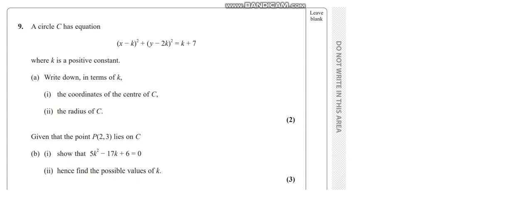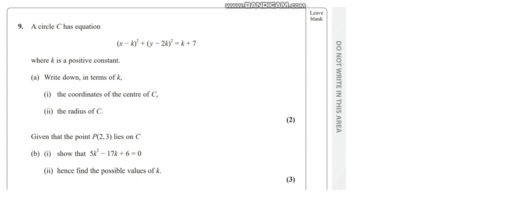The ninth question starts with: a circle C has equation (x minus k) squared plus (y minus 2k) whole squared is equal to k plus 7, where k is a positive constant. Part a asks us to write down, in terms of k, the coordinates of the center of C. That's the first part, and the second part is the radius of C. So we'll just be going through the first part.